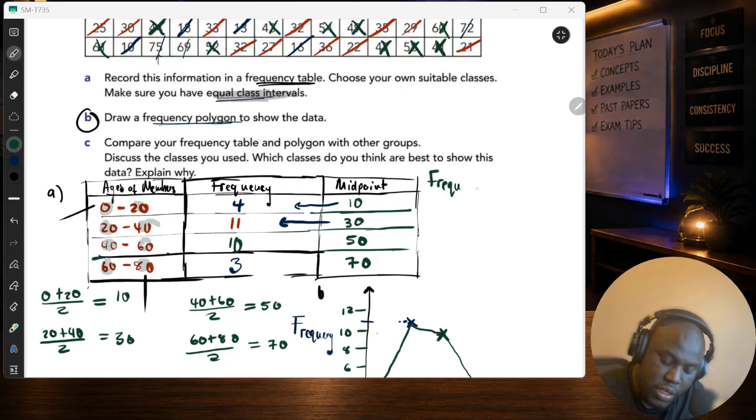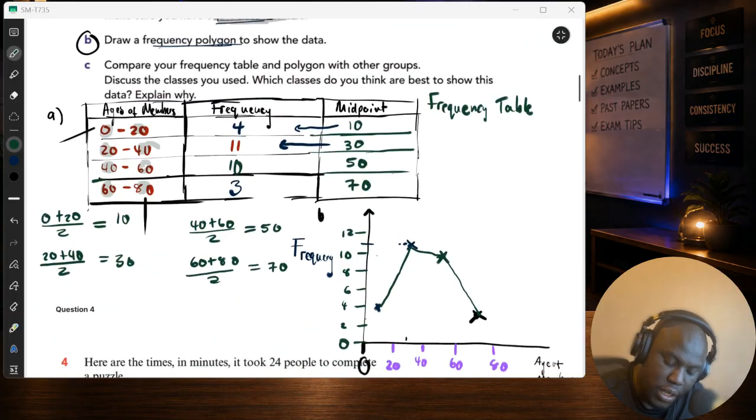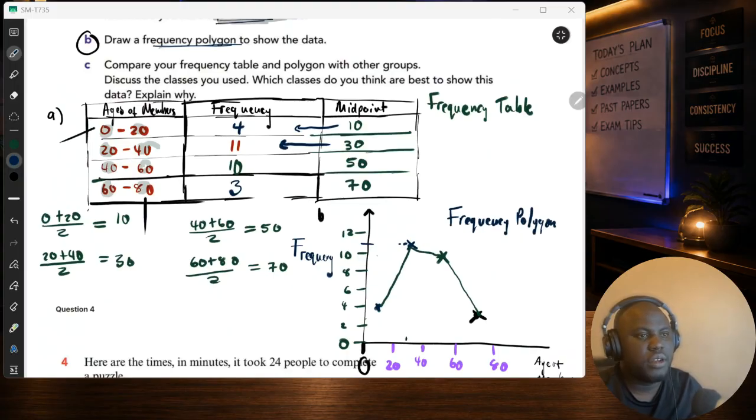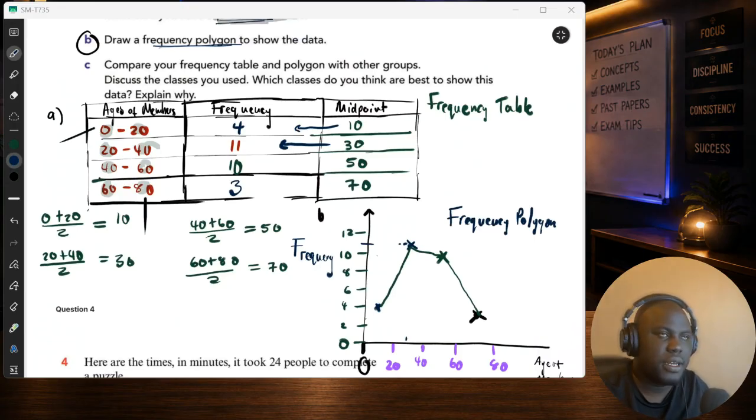So this is the frequency table. Then here is the frequency polygon. You have done very well. I'm very proud of you. You deserve it. All right, now I'm happy. We'll continue in the next one where we do the next part. Okay, that's good.